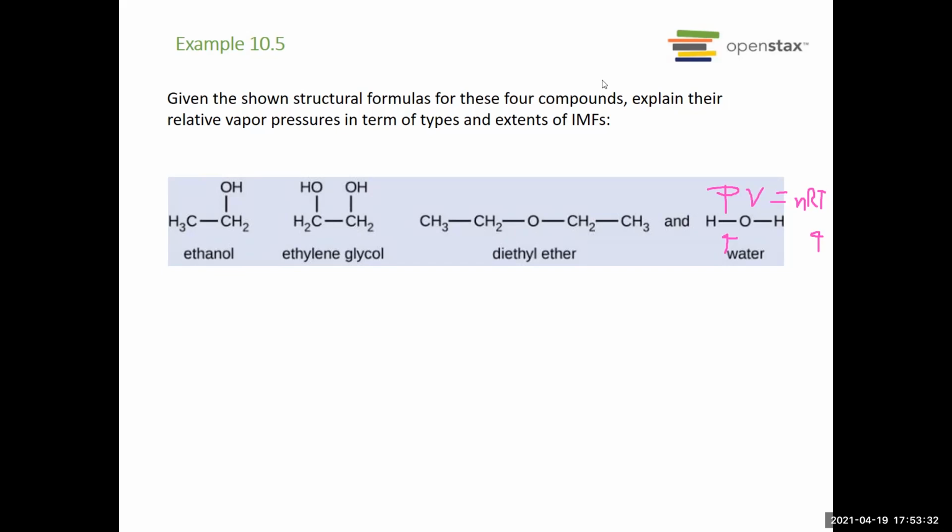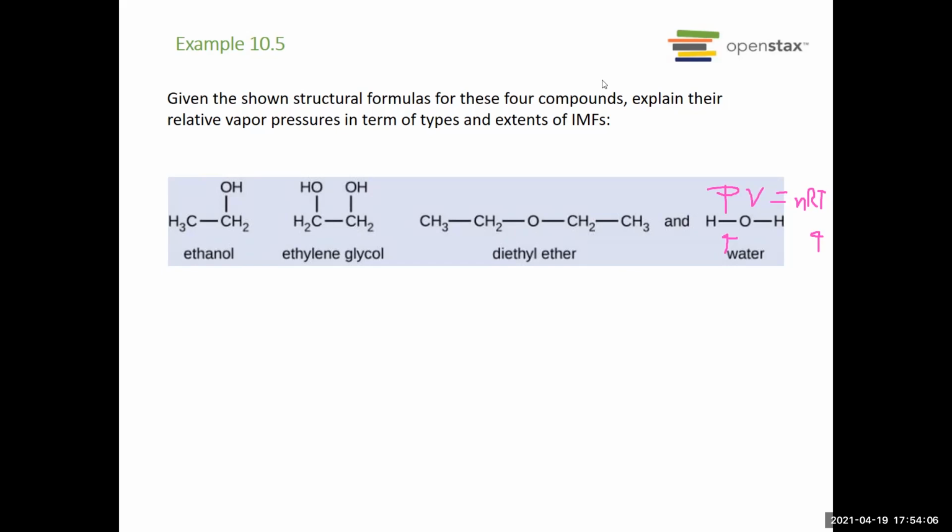Then I think the second lowest vapor pressure would be the ethylene glycol, because that one has both hydrogen bonds and London or dispersion forces. And the hydrogen bonds are a pretty strong intermolecular force, you know?